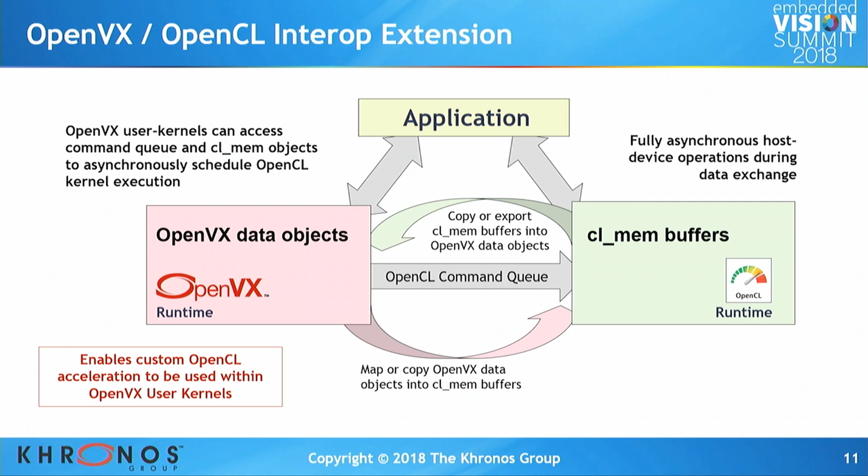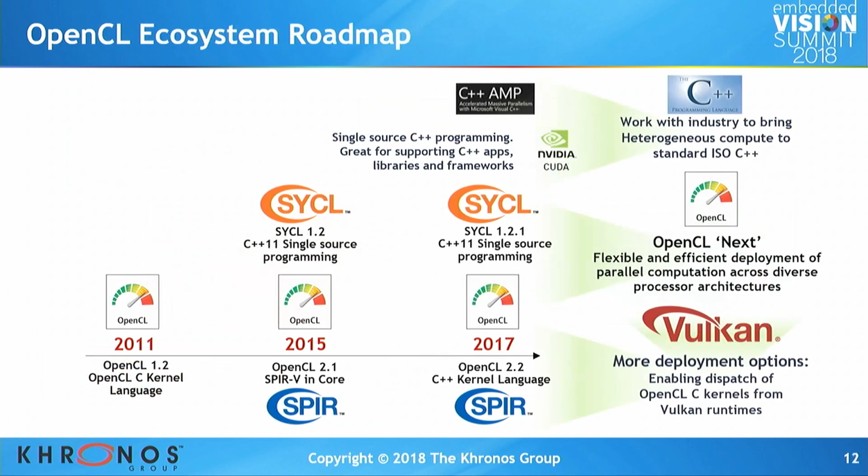And so now we have this buffer interchange between OpenVX and OpenCL. So you can take OpenVX data objects and copy or map them into OpenCL, and OpenVX can then drive OpenCL commands into the OpenCL runtime, so you can get accelerated end user code running within your OpenVX graph. I think that's a big step forward.